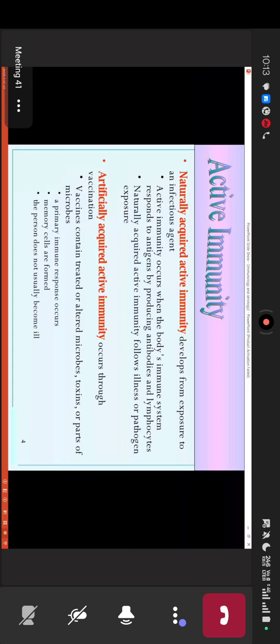Artificially acquired active immunity occurs through vaccinations. Vaccines contain treated or altered microbes, toxins or parts of microbes, right? In a primary immune response, memory cells are formed. The person does not usually become ill.